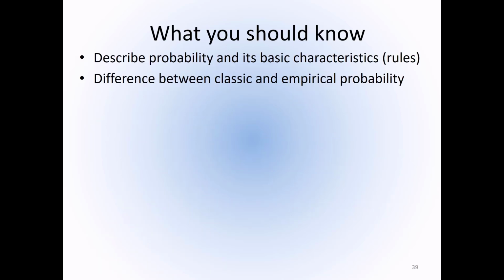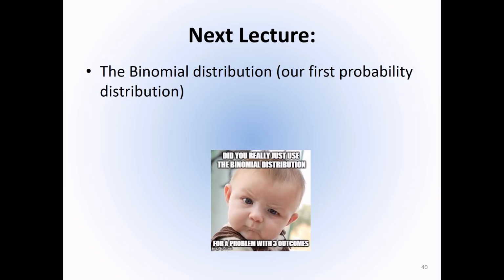Some basic things that you should be aware of for probability is to be able to describe probability and its basic characteristics, and be able to distinguish between classic probability and empirical probability and know when we use them in science. So this marks the end of the lecture on probability. Again, we're going through this quickly, but use the text as a reference, and we'll be talking about this throughout the semester in a more context-specific manner. The next lecture, we're going to talk about the binomial distribution, and we're going to talk about a variety of probability distributions in the next set of videos.